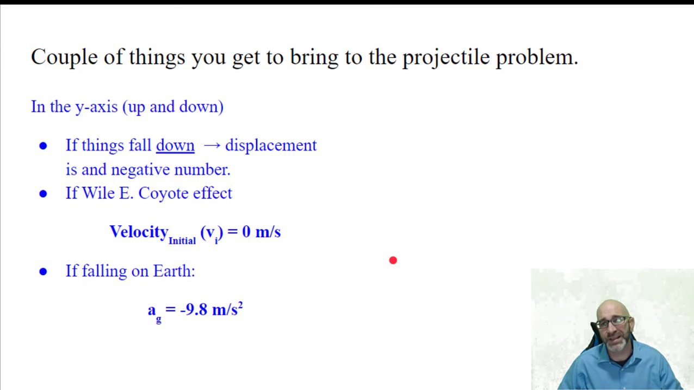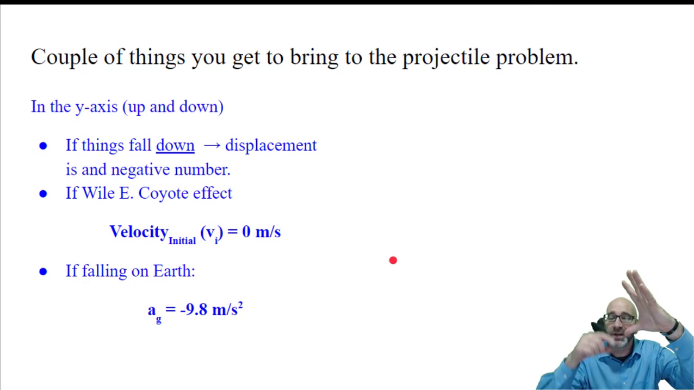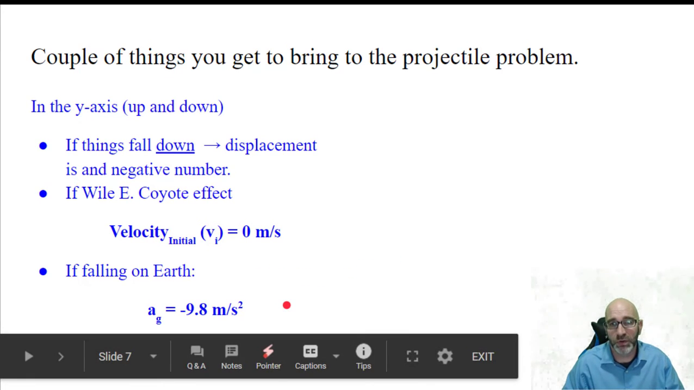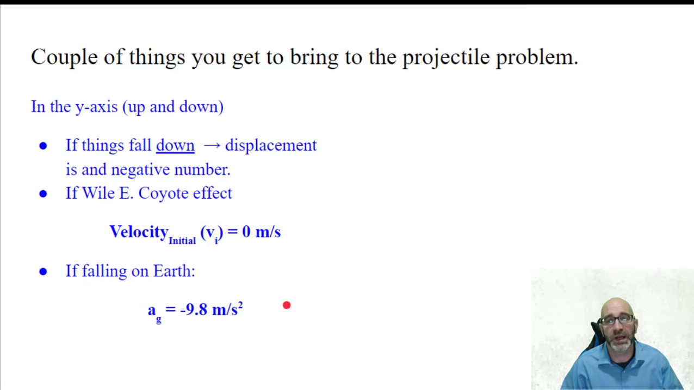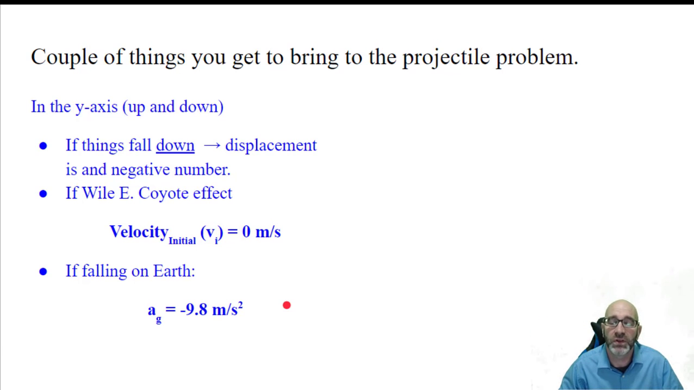The second idea is kind of a joke that I make, the Wile E. Coyote effect. That if anything hangs in the air for a split second, we can call that velocity 0. And so, if something is dropped, its initial velocity is 0 meters per second. And number 3, if we are falling on Earth, we have established that the acceleration due to gravity on Earth is negative 9.8 meters per second squared. Which is cool, because as long as we're on Earth, we have an acceleration in this direction, as long as the thing is falling.